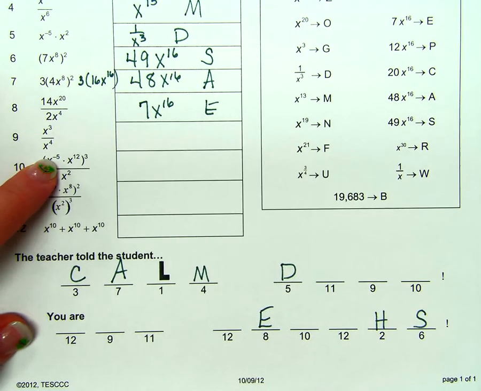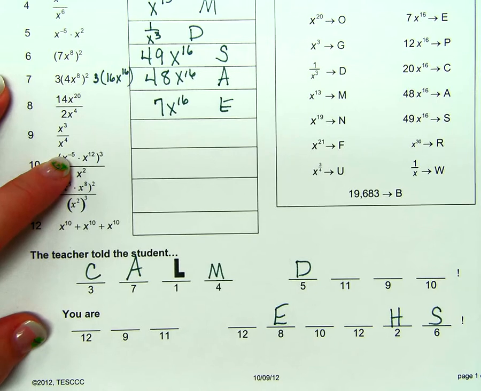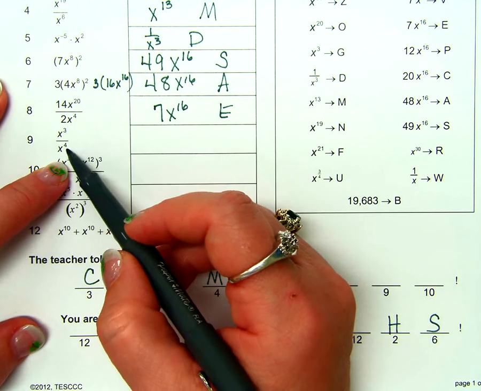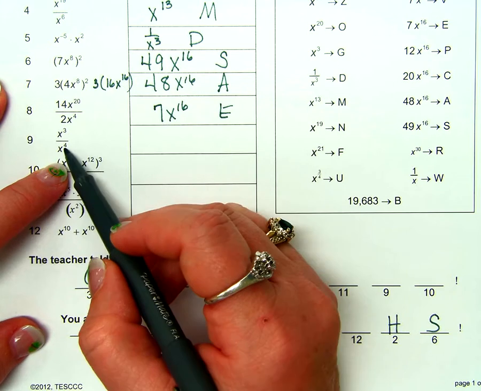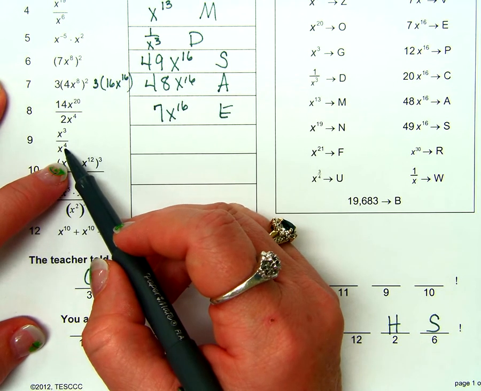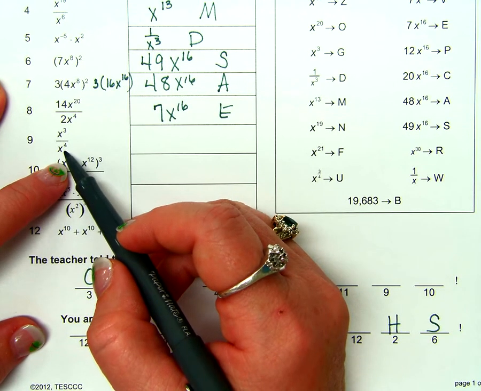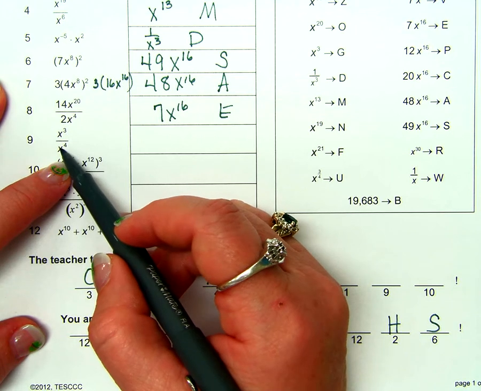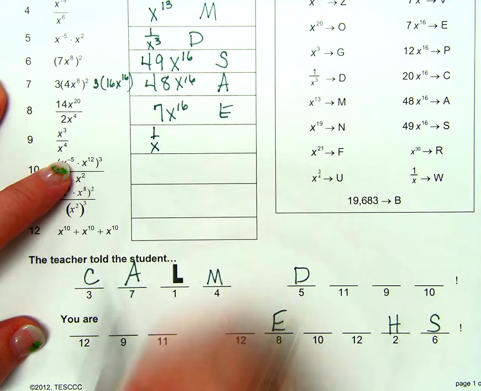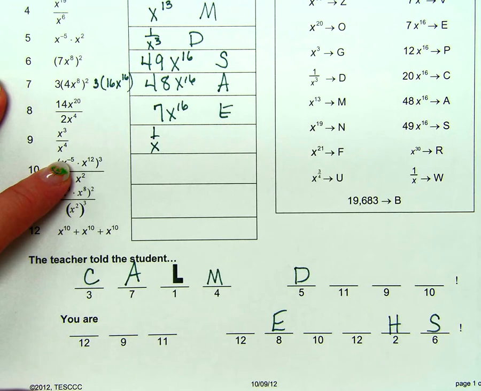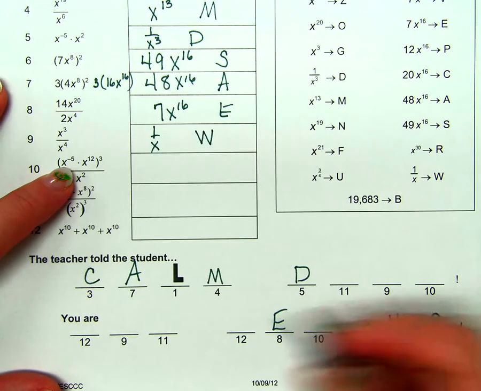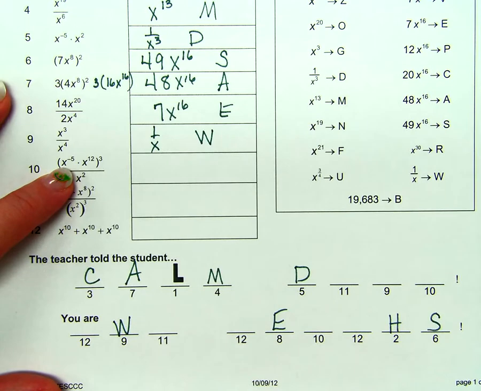What about 9? Subtract. I could do 3 minus 4 and get negative 1 and have to move it to the bottom again. Or I could start where the bigger one is. 4 is bigger than 3, isn't it? So what is 4 minus 3? 1. And I started in the denominator, so leave the answer in the denominator. It's W, right? So 9 is W. Oh, there's 2 of them.